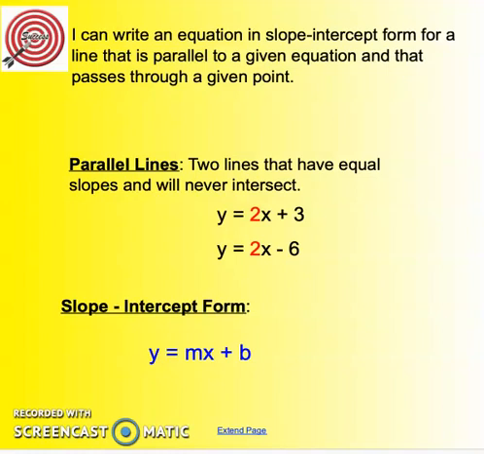First of all, let's refresh our memory about parallel lines. Remember, parallel lines have equal slopes and they will never intersect. And let's refresh our memory on slope-intercept form because we will be using that today. Remember, it's y equals mx plus b. M is our slope, it's our rise over run, and our b is our y-intercept.